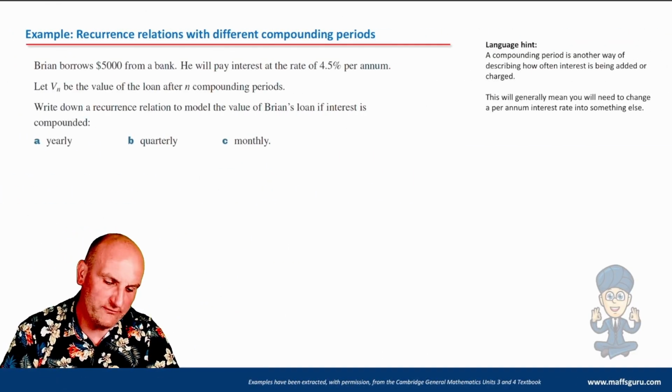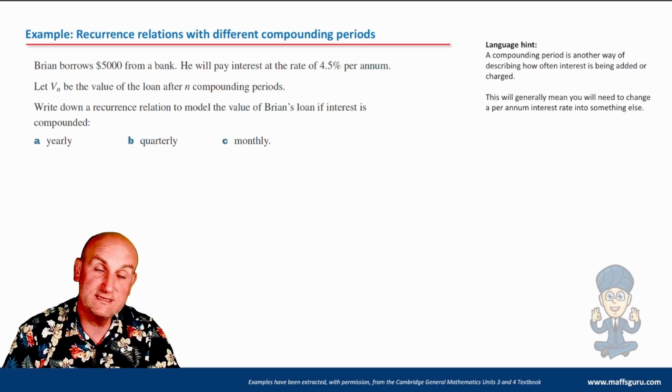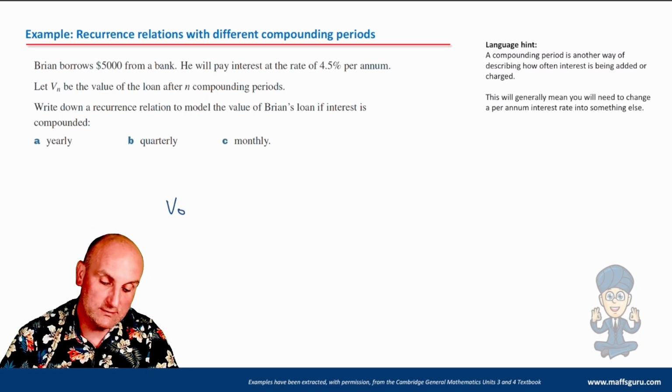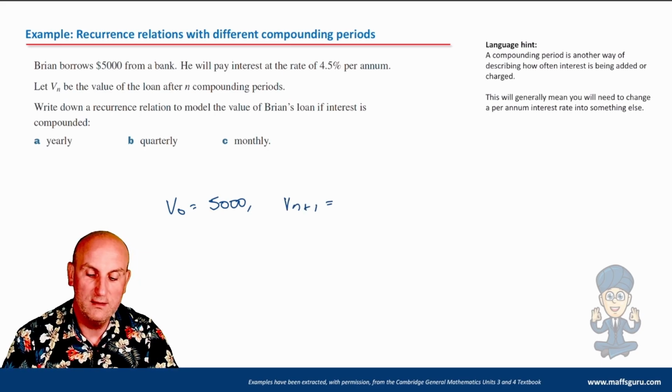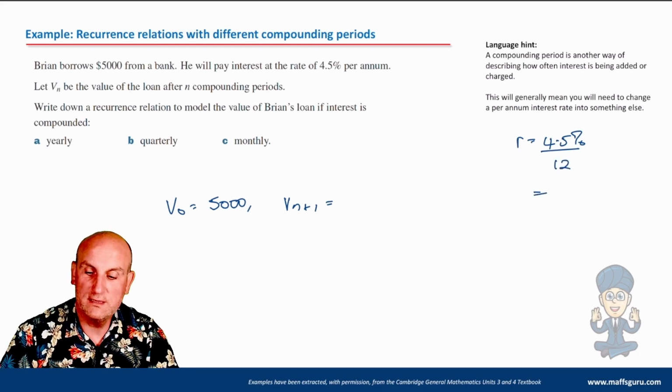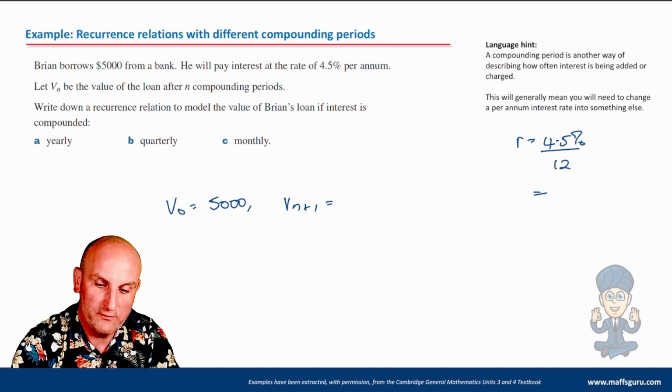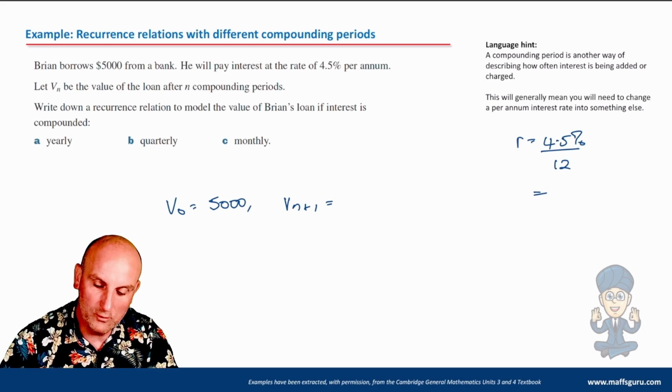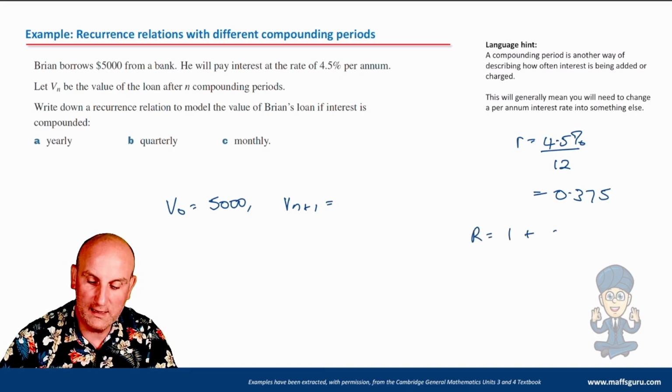And the next one, what about if we do this monthly? What do you reckon is going to change? Well, my V0 is still going to be 5,000. My V of n plus 1 is still going to start my formula. My r value in this situation is 4.5. That's my nominal rate. But I'm now going to divide it by my compounding period. So I'm now going to divide that by 12. So again, doing this off screen, 4.5 divided by 12 gives me 0.375. And so my big R is 1 plus my little r of 0.375 divided by 100.